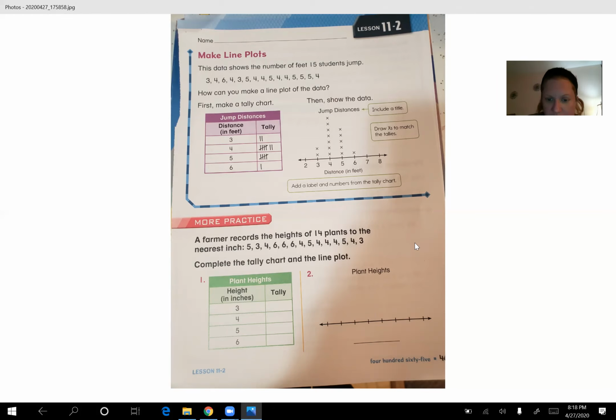You have the title, plant heights, so we're missing something down here. What's going to go down here? Hint, we're trying to plot the height. Okay, so then what are you going to put on these lines here? What are you going to put on those lines there? It goes up to 6.